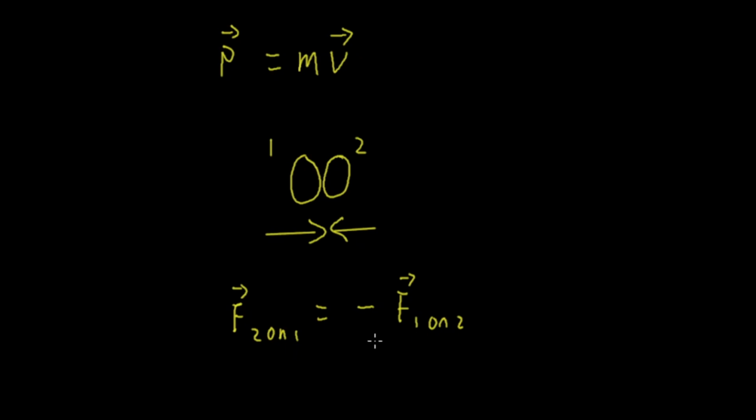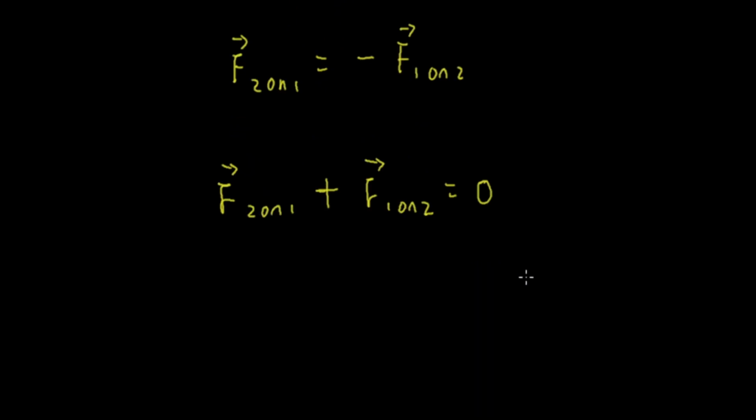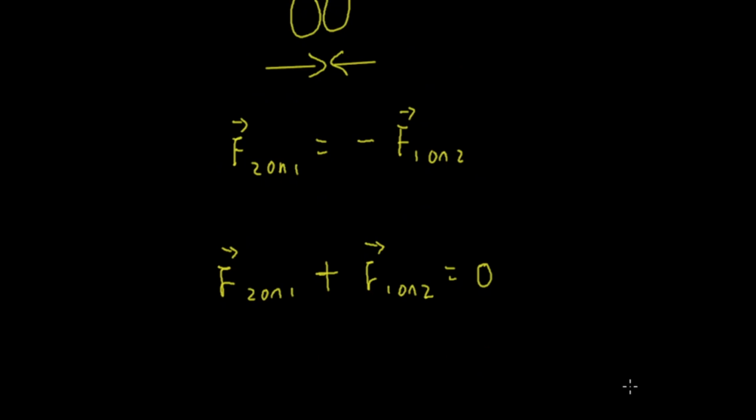Okay, now, if I move everything to the left side, I have the force of 2 on 1 plus the force of 1 on 2 is equal to 0. Now, the net force on the system is 0. The momentum of the system is conserved. Now, to derive the equation for conservation of momentum, we have to come back to this one here.